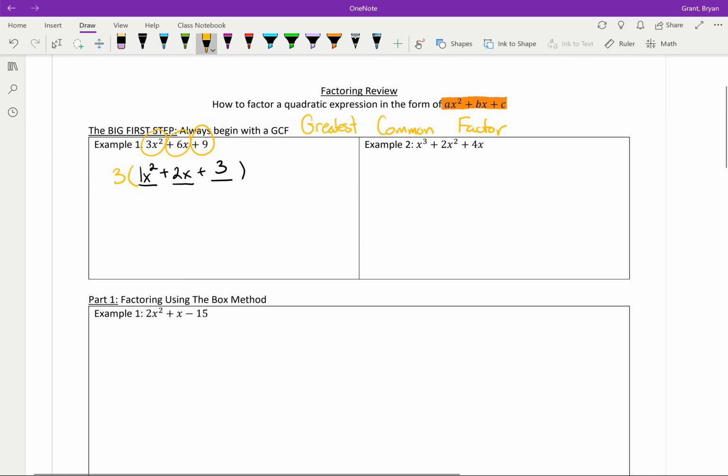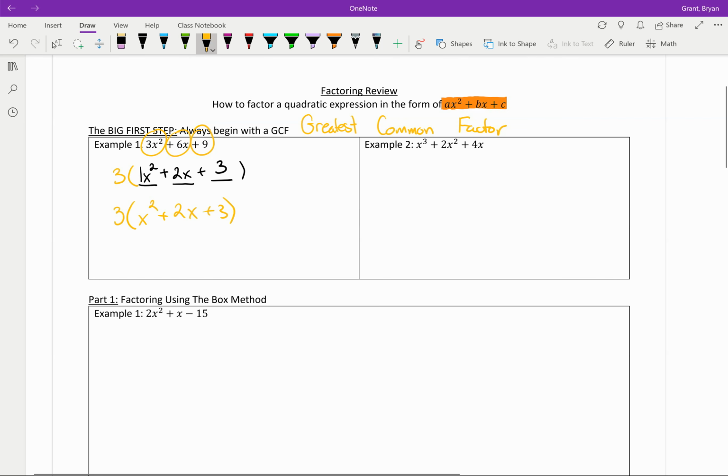As a reminder too, since we'll see this fairly often, you do not need to write the 1 in front of x squared. You can just write x squared plus 2x plus 3. So there's a quick review of your greatest common factor. We're going to try one more of those just to make sure you're confident, and then we'll actually get into factoring. This greatest common factor we're doing right now is a piece of factoring, and it's something you always need to look for when you start.